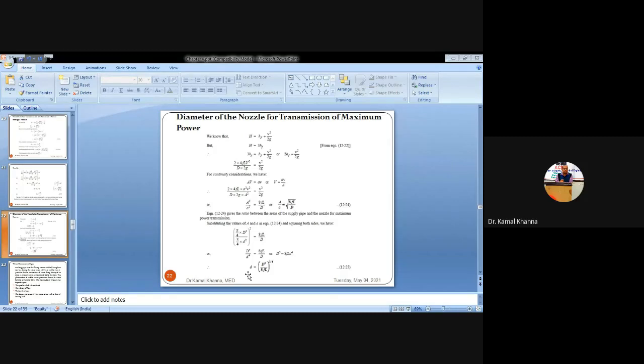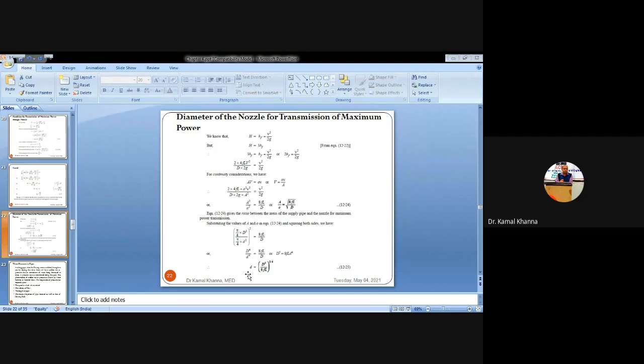So this is the expression, or the diameter, which must be there for the nozzle for maximum transmission using the converging nozzle from one point to the other.